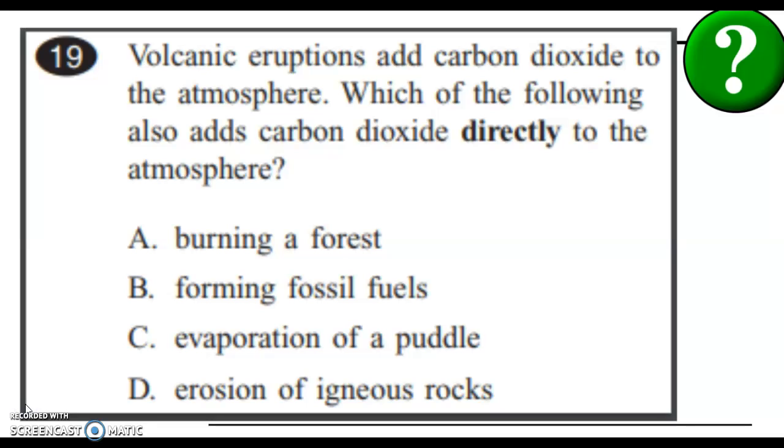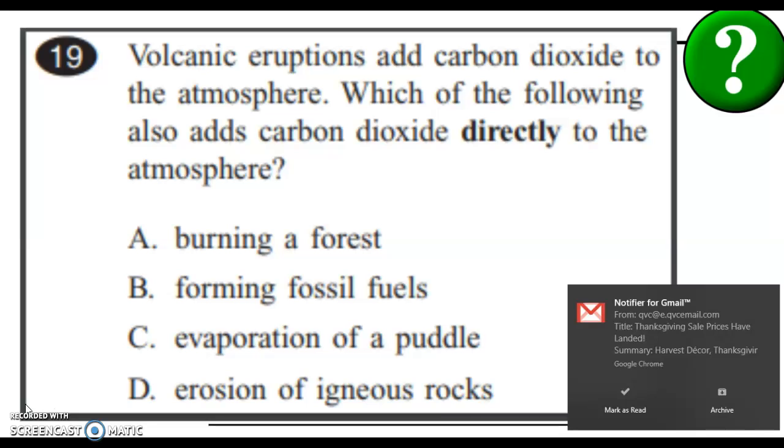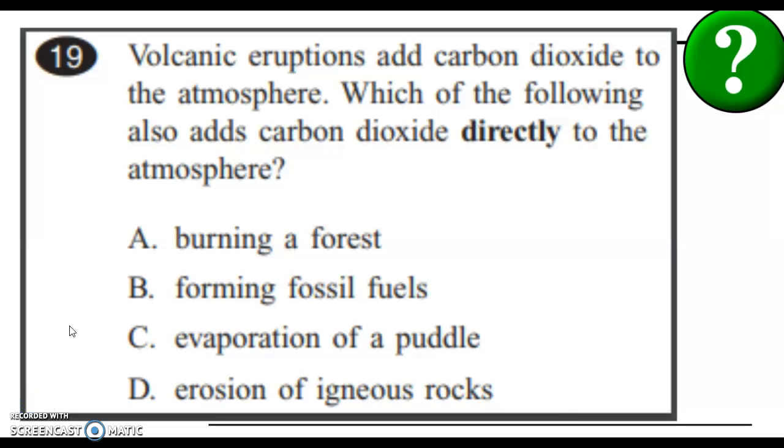In the Edpuzzle, please answer this question. Volcanic eruptions add carbon dioxide to the atmosphere. Which of the following also adds carbon dioxide directly to the atmosphere? A. Burning a forest. B. Forming fossil fuels. C. Evaporation of a puddle. Or D. The erosion of igneous rocks.